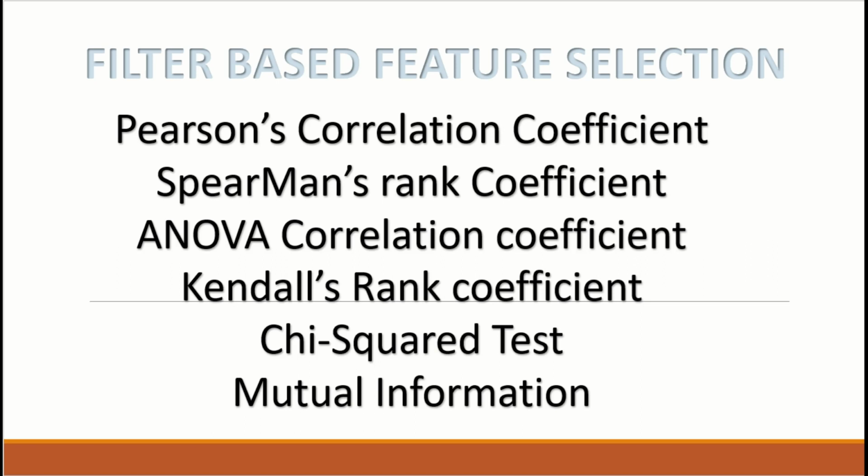One of them is Pearson's correlation coefficient. This is usually used when we have a Gaussian distribution. Then we have Spearman's rank coefficient, which is usually used when we have ordinal data. Then we also have ANOVA, Kendall's rank coefficient, and chi-squared. We'll show all these in upcoming videos, one by one.